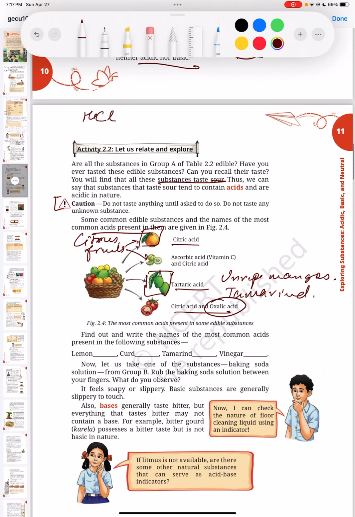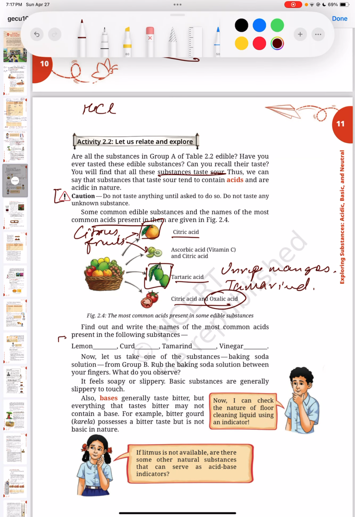Okay. Now, this is a fun activity that you should go and look up. So, for example, lemon, what acids are present in lemon? So, lemon generally contains citric acid, but there can be some small amount of ascorbic acid and other acids as well, right? But mainly it contains citric acid.